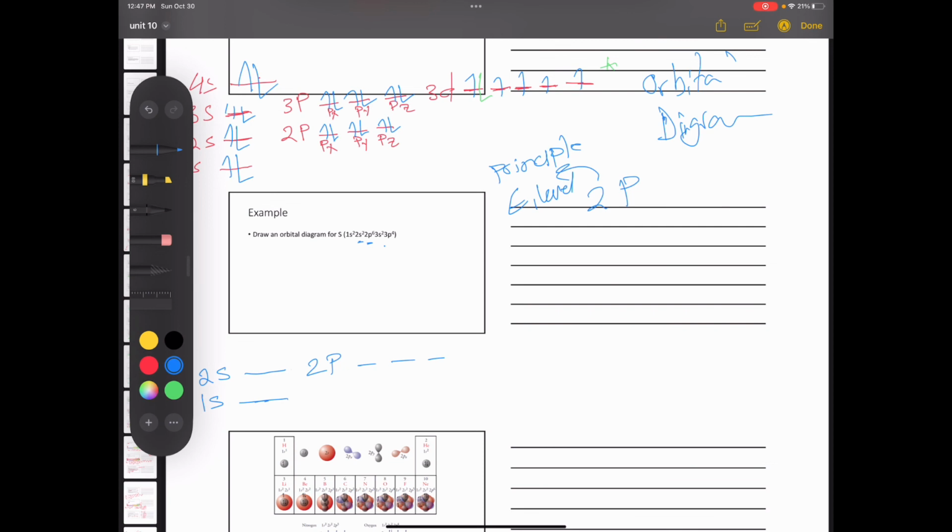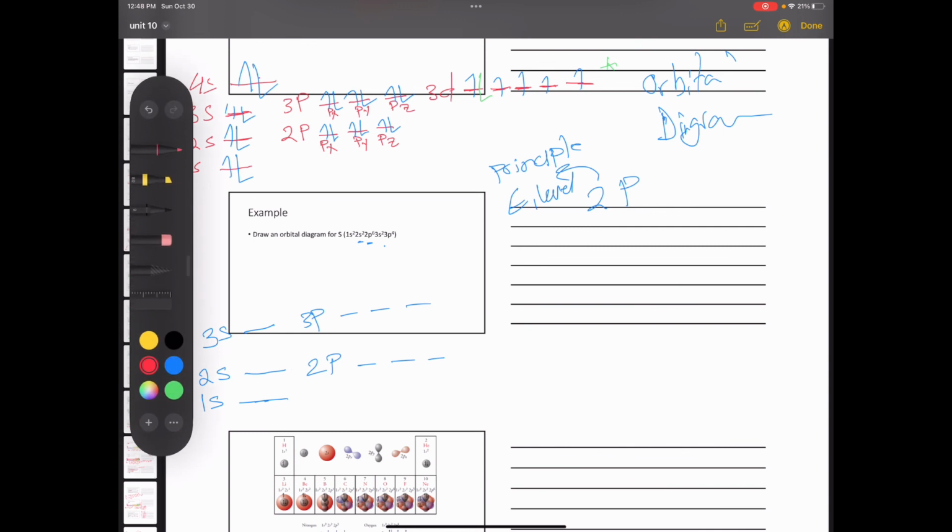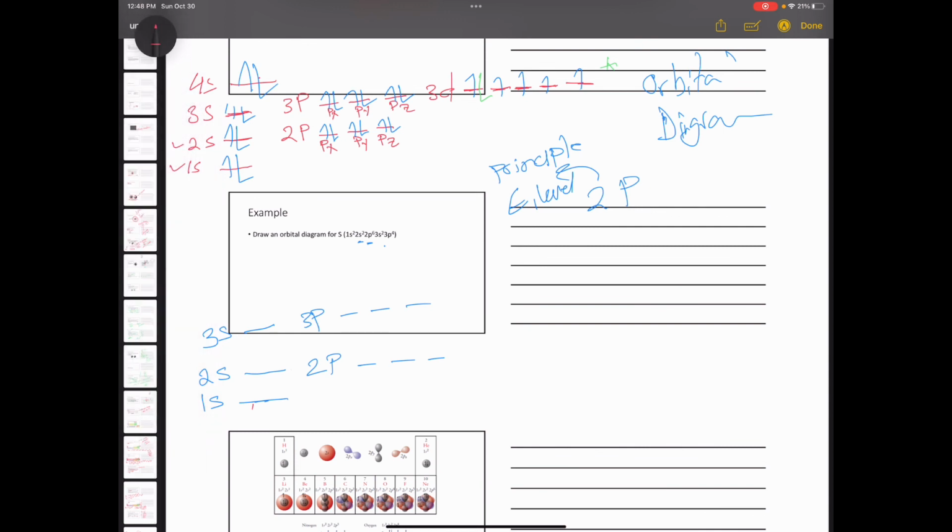The next one I have is the 3s. So 3s is going to be 1 orbital, and 3p: 1, 2, 3. And that should be it. Now I need to distribute my electrons. With the 1s, one pointing upward, second pointing downward. The 2s, upward, downward. With the 2p, 1, 2, 3.